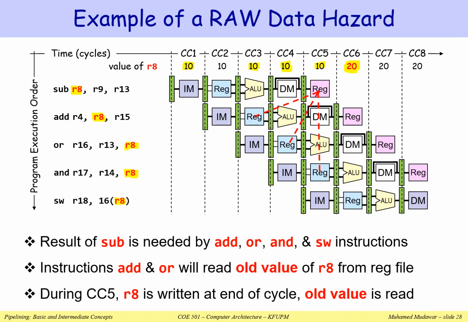So again, we have a problem with the end instruction. It's going to read the old value of R8. Now, how about the store instruction? The store instruction is going to read its value at clock cycle number 6, so it's going to read the new value. We don't really have a problem with the store instruction. The problem is only with the next three instructions here, the add, the or, and the end. These three instructions that appear immediately after the subtract instruction are going to read the old value of R8. And for this reason, we have this data hazard.